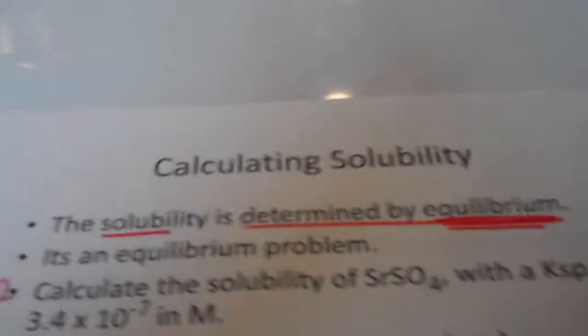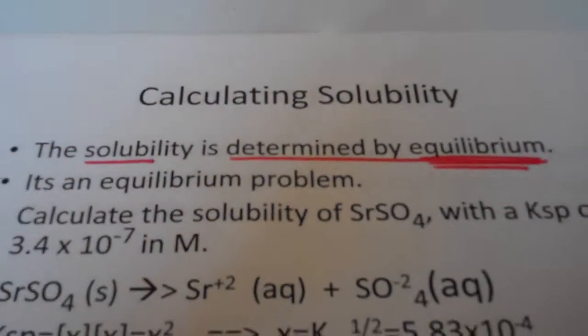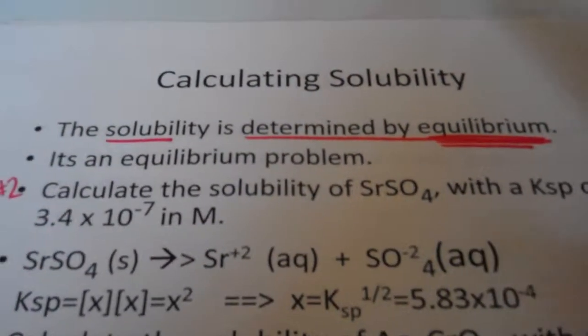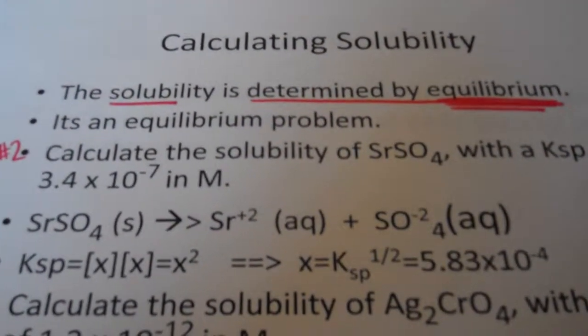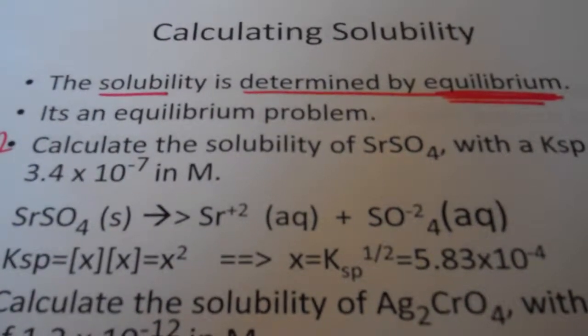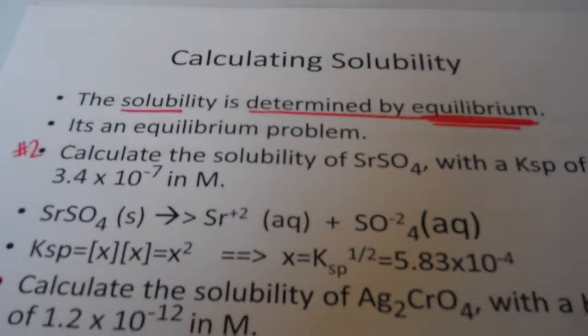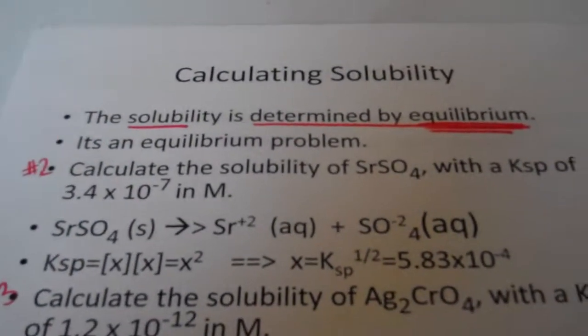So let's do some more problems. Calculating solubility. How can we calculate how soluble something can be? This is determined by its equilibrium, so this will be an equilibrium problem again. We want to calculate the solubility of SrSO4 with a Ksp of 3.4 times 10 to the -7th molarity.